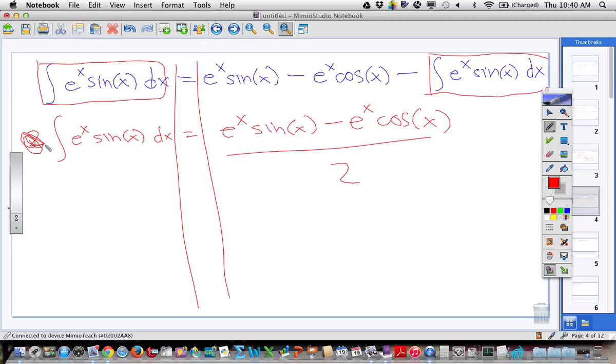There it is. Okay? Now, why did that happen? Well, it happened because e to the x is its own derivative and its own antiderivative, and sine and cosine just bounce back and forth between each other when you take derivatives. So when you did it twice, you went from sine x to cosine x, and then did it again, you went back to sine x, and you ended up with the same thing. Anytime you've got a sine or cosine paired with an e, this is what's going to happen.